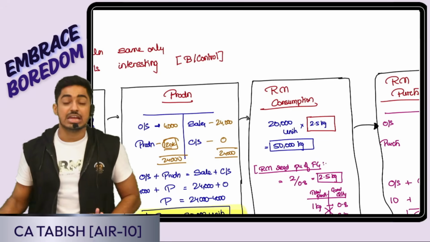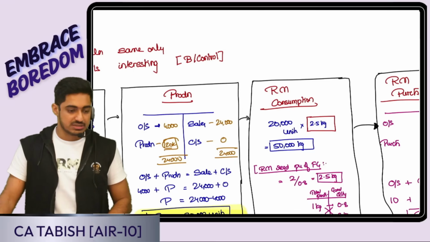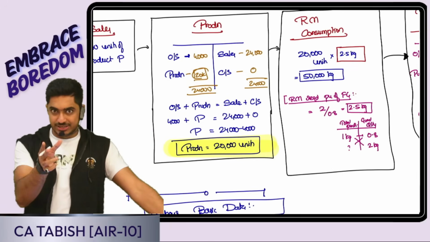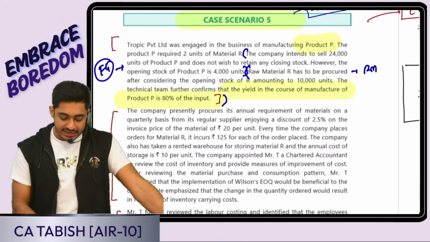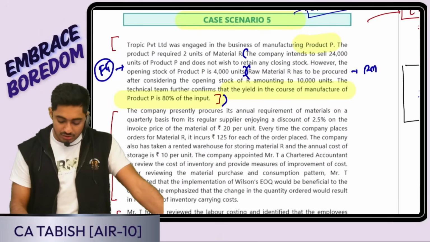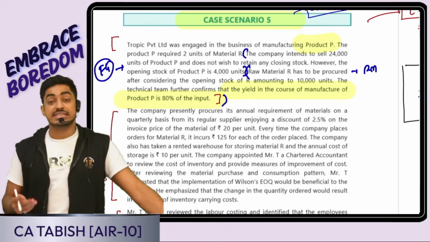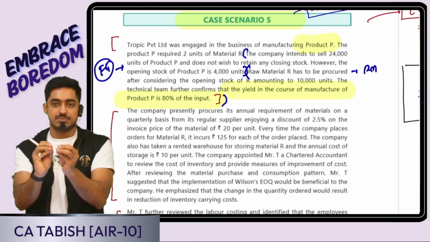Any other day it would have been 40,000, but here we have a small twist for you guys. Yes sir, what is the twist, sir? Yes, this line is the twist. The technical team further confirmed that yield in the course of manufacture of P is 80% of input. Yield is only 80%. So let me try telling you guys a very simple story.